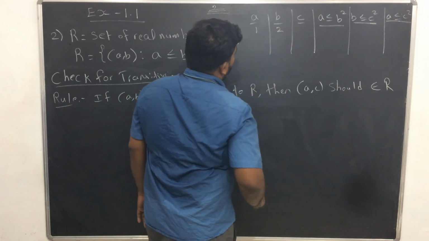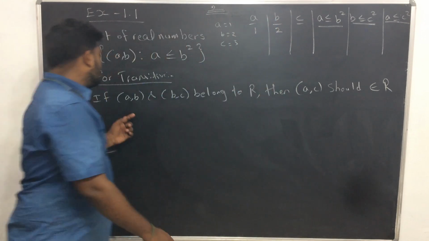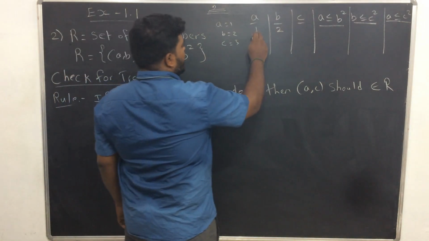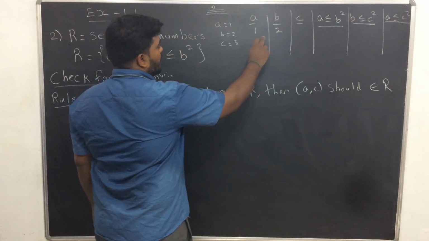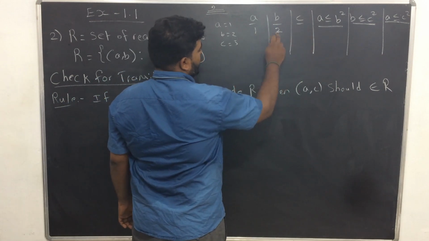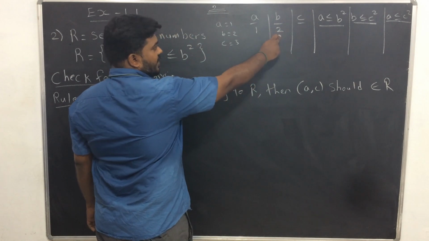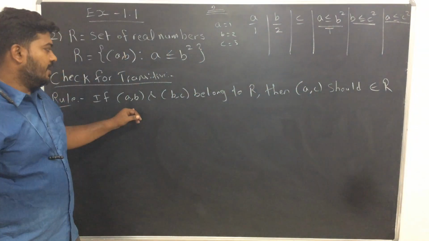C to be 3. If A is 1 and B is 2, for A comma B in the relation, let's find if it satisfies the condition. So what happens? 1 should be less than or equal to 2 square, that is 1 is less than or equal to 4. Of course 1 is less than 4, so this is true. So A comma B is there in the relation.